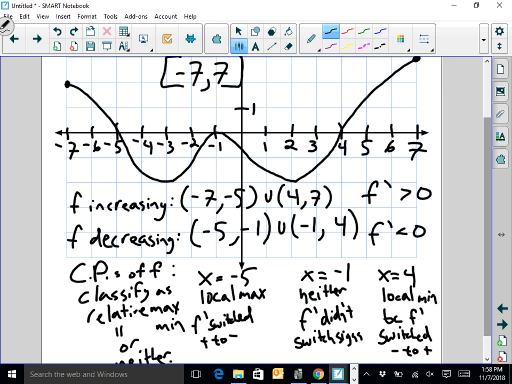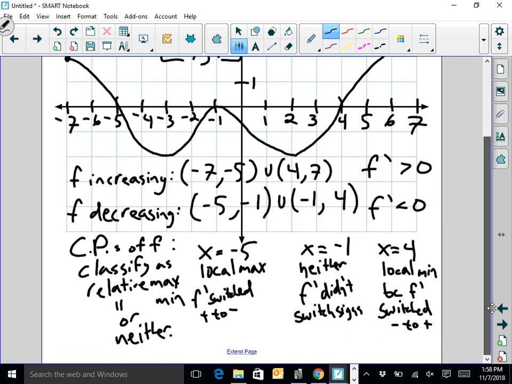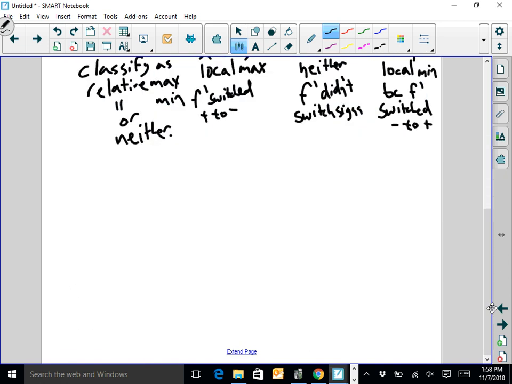F is decreasing here because f prime is less than 0. Okay, now let's move on to concavity. So let's talk about f being concave up. On what intervals is f concave up? Well, for f to be concave up, f double prime must be positive. Well, we don't have f double prime, so let's think of concavity's definition in terms of f prime.